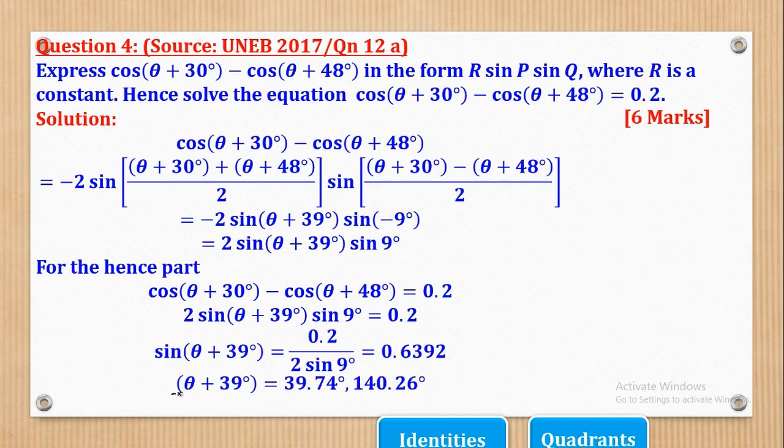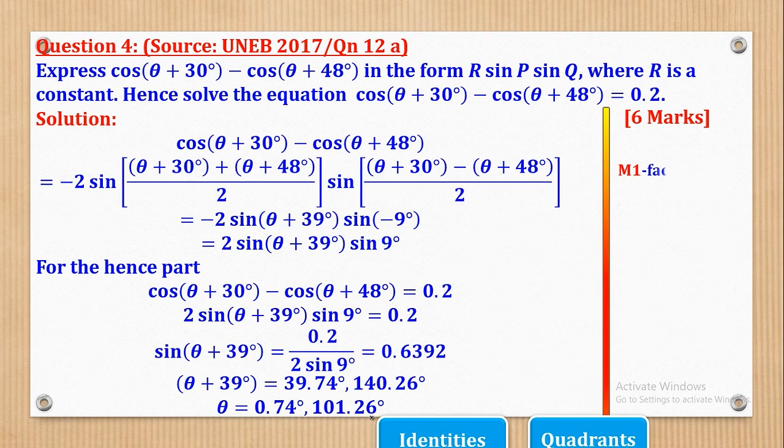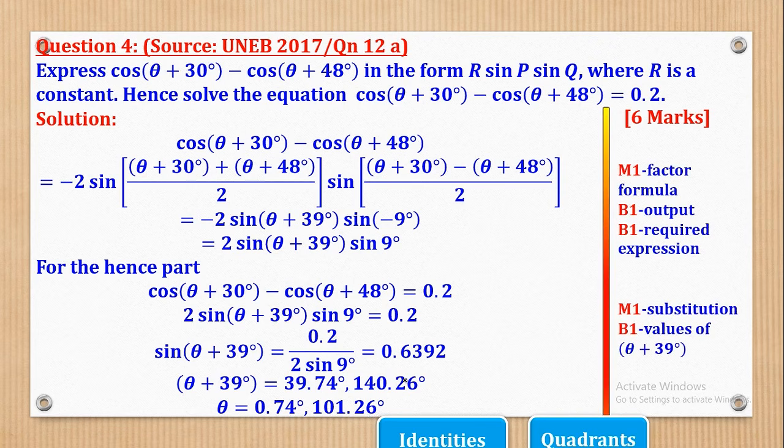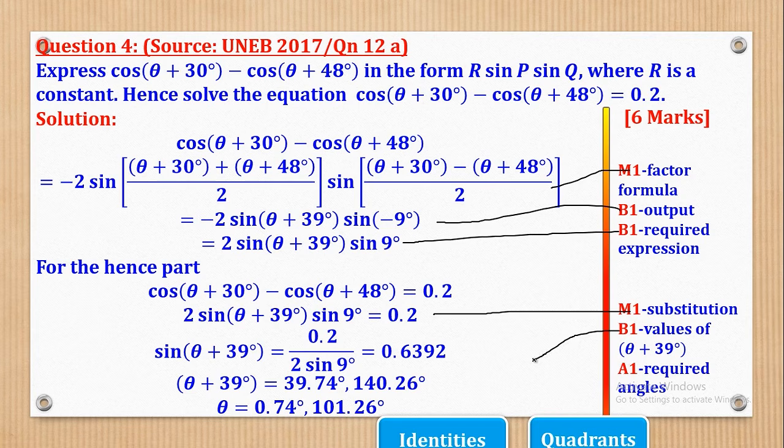That means that theta plus 39 is equal to 39.74 and 140.26. When I make theta the subject, it will be 0.74 and 101.26. So basically that's what they wanted. Now let's see how much can be awarded. So M1 for factor formula, B1 for this output, B1 for the required expression. Then M1 for this substitution, and B1 for the values of theta plus 39, and A1 for the values of the required angle.